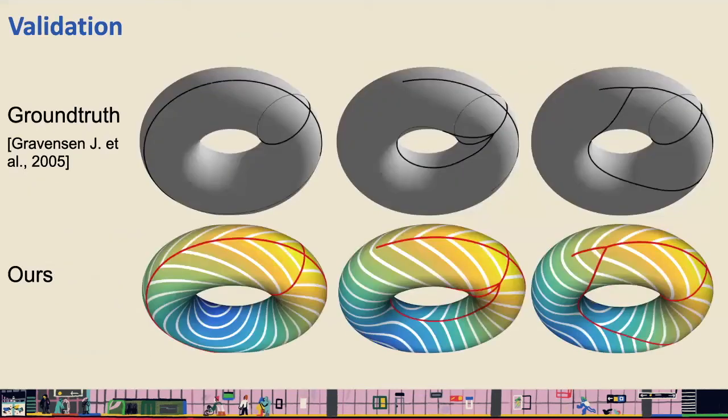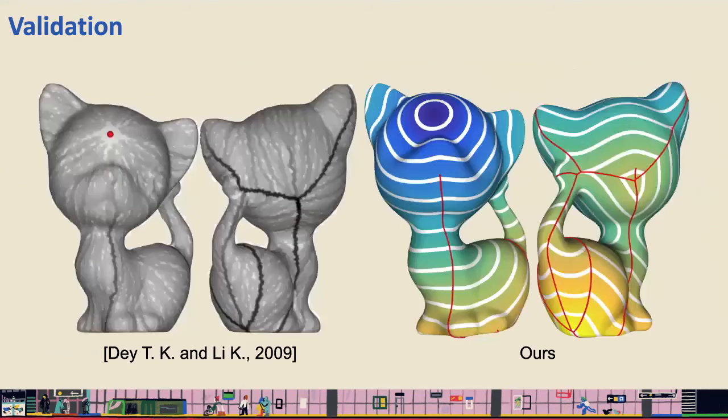Concerning validation, note that there are just a few cases in which the analytical expression of the cut locus is known. One of them is the torus, and the result is due to Gravesen et al. in 2005. By comparing the results obtained with our method with the ones shown in that paper, we obtain fairly good evidence of the correctness of our algorithm. Furthermore, we have also made the comparison with the algorithm proposed by Dey et al., which is proved to converge to the exact cut locus. And as you can see from the slide, the result we obtain is absolutely consistent with the one shown by the authors.